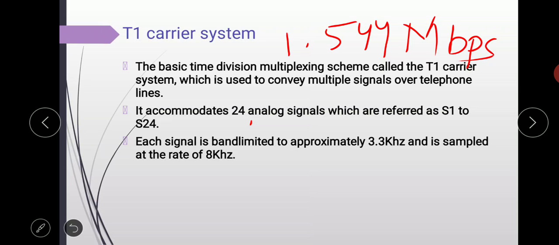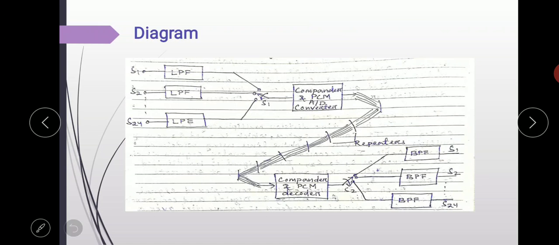There are two main framing standards used by a T1 carrier. D4 framing is the main framing standard. Another framing method used in T1 is the new extended super frame. There is no need to discuss this framing standard because we have to only discuss the T1 carrier system. So this one is the basic diagram of the T1 carrier system.